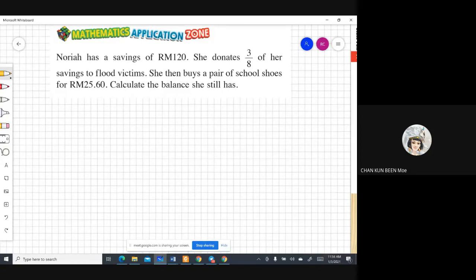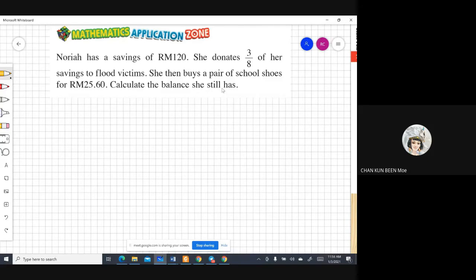Noria has savings of 120 ringgit. She donates 3/8 of her savings to flood victims. Okay, 3/8 of her savings meaning 3/8 out of 120 ringgit. She then buys a pair of school shoes for 25 ringgit 60 cent, meaning that she spent another 25 ringgit 60 cent to buy a pair of shoes. So calculate the balance that she still has.